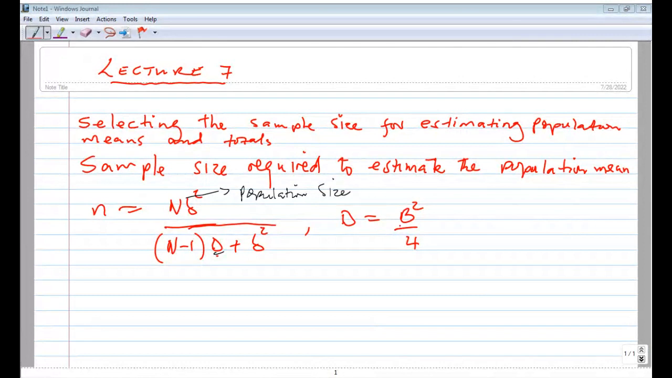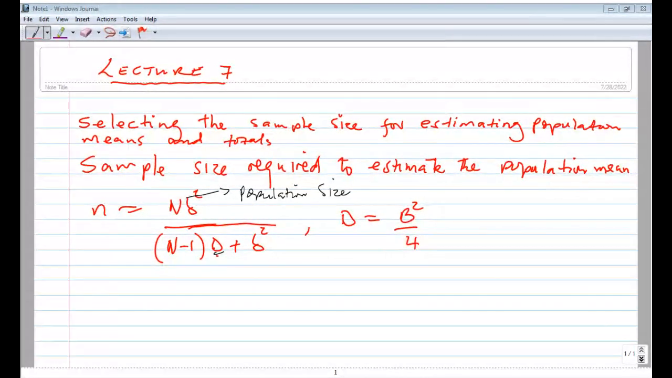This D is equal to B squared over 4, where capital letter N represents the population size, as you know, and sigma squared is the population variance. And D is equal to B squared over 4, where B represents the what? The bound. So in other words, we just want to calculate the sample size required to estimate the population mean with a bound. Okay, so this is the formula that you use to calculate the sample size.